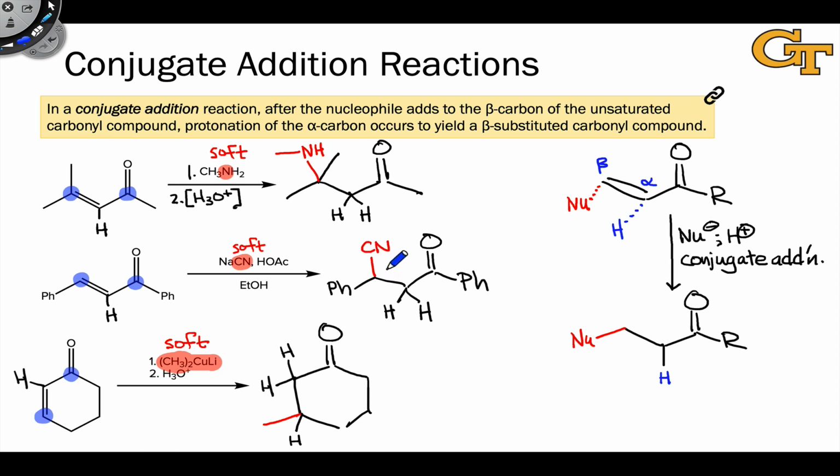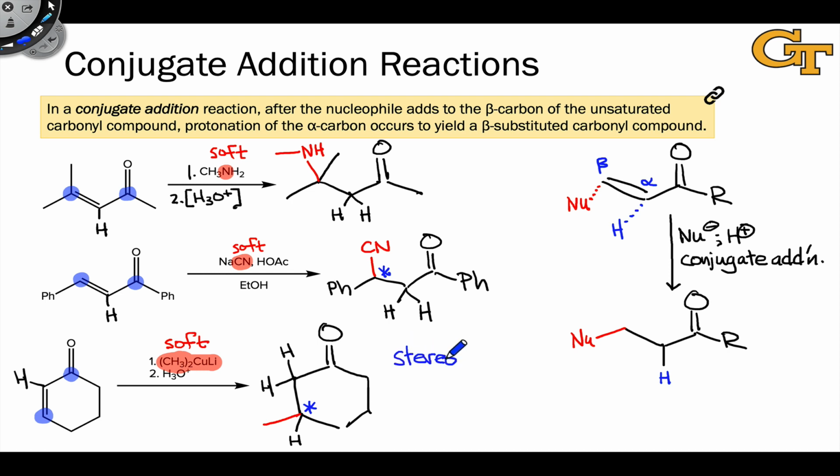Notice in the last two examples that we formed a stereocenter. Conjugate addition reactions often result in the establishment of a stereocenter at the beta carbon and/or the alpha carbon. If the alpha carbon is already substituted in the starting material, this can result in the formation of a stereocenter there as well.